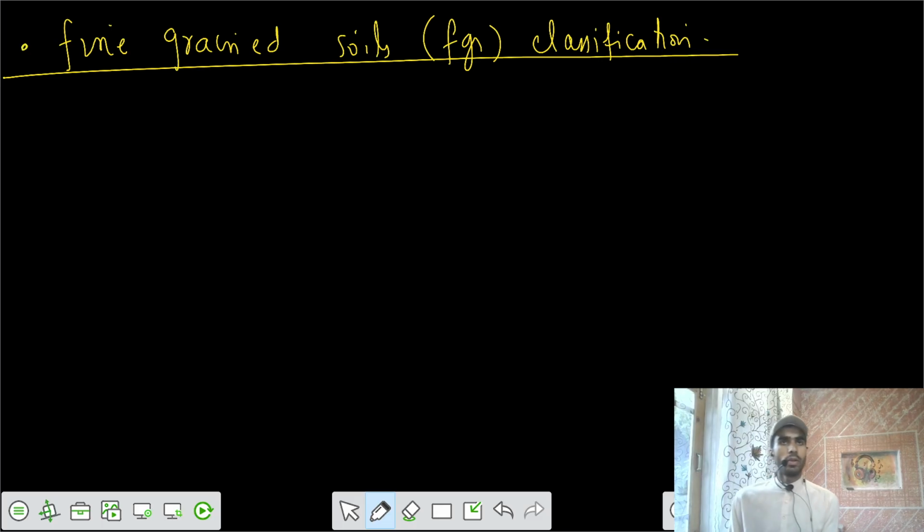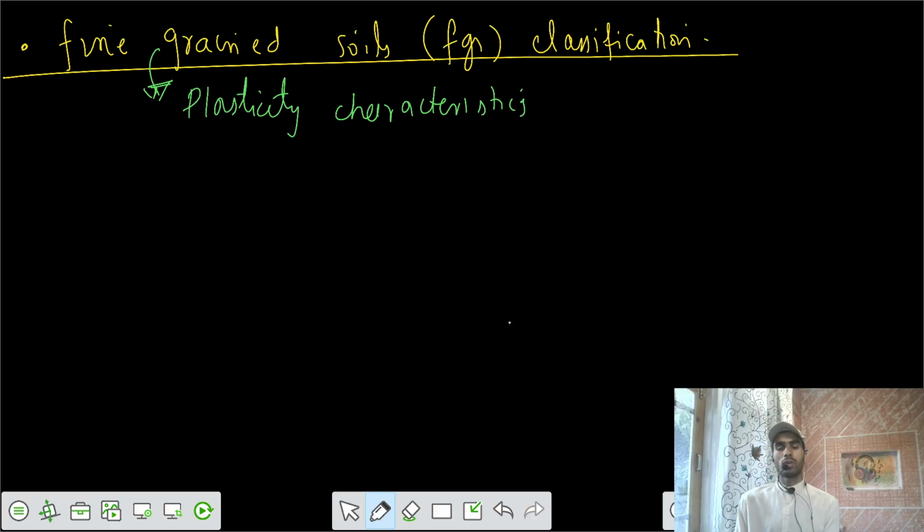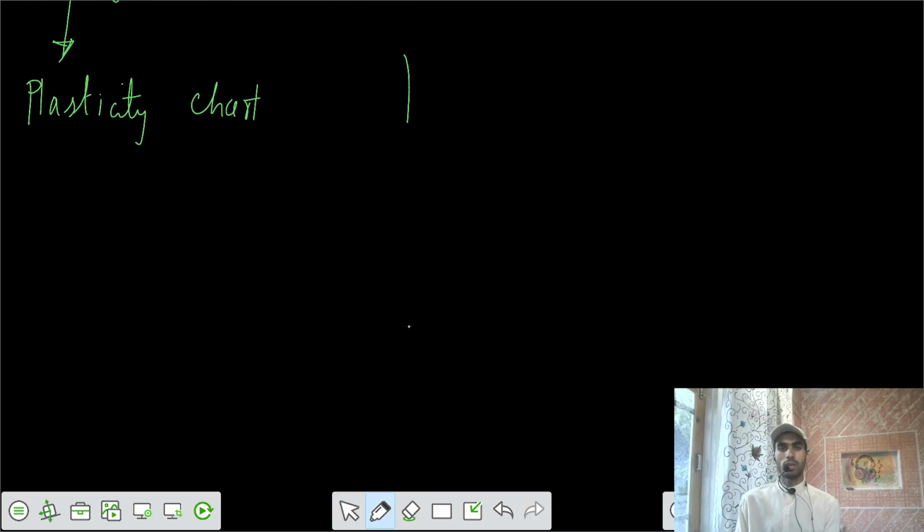So we said that your fine grained soils are classified based on the plasticity characteristics, based on the index property of plasticity. On the basis of plasticity characteristics, we are going to classify those soils. For the plasticity characteristics, we have one chart that we call the plasticity chart. This chart is all about that.